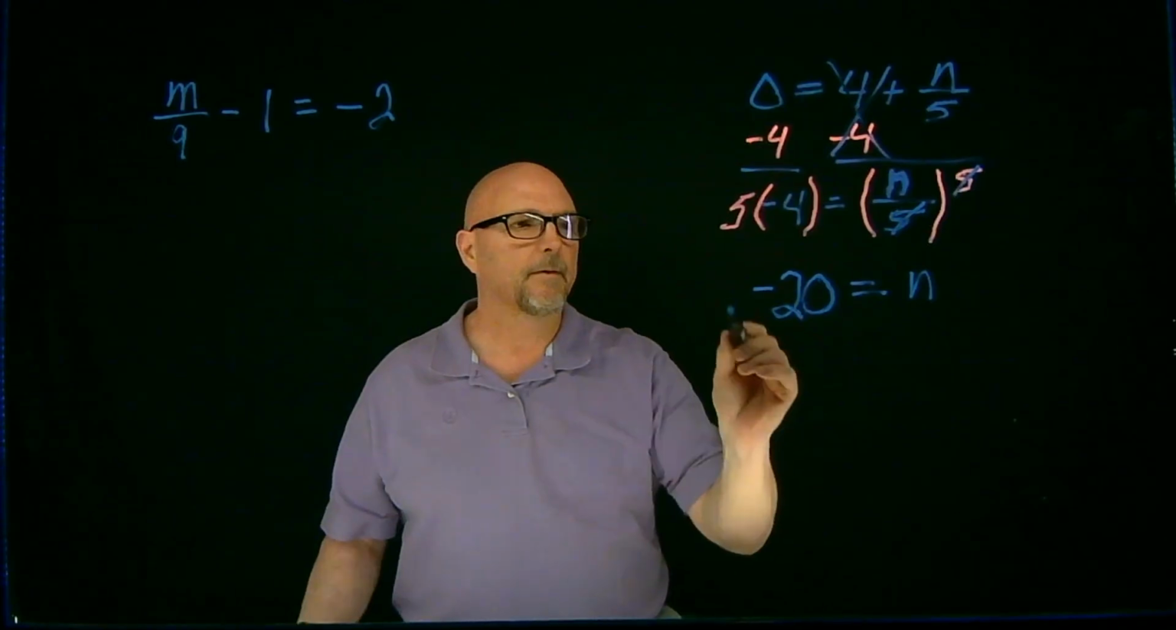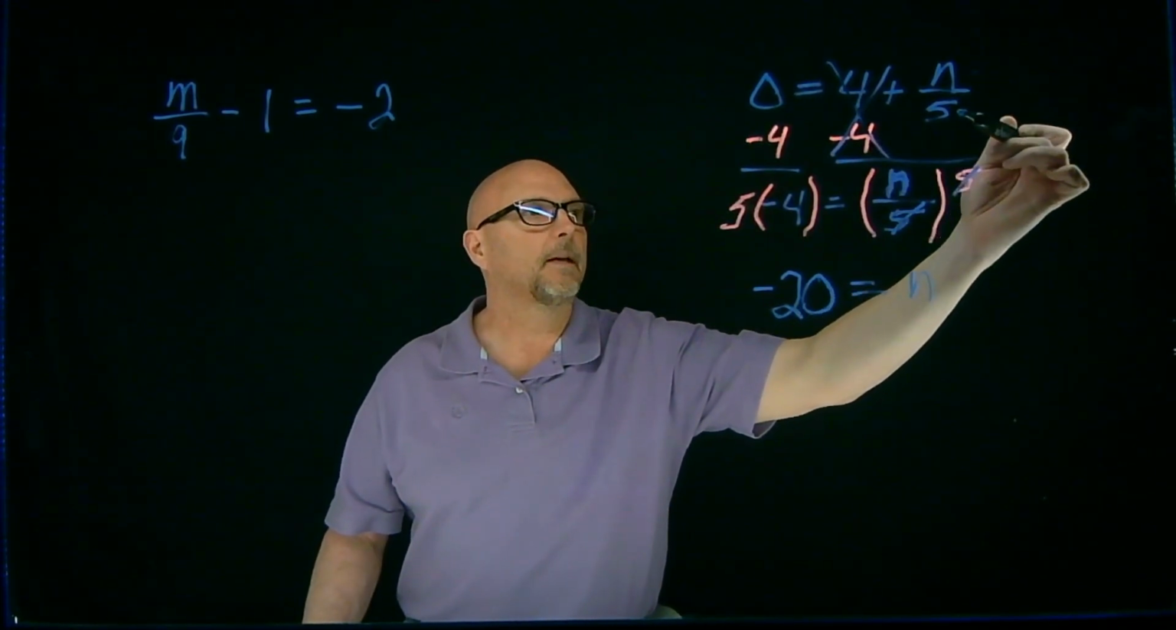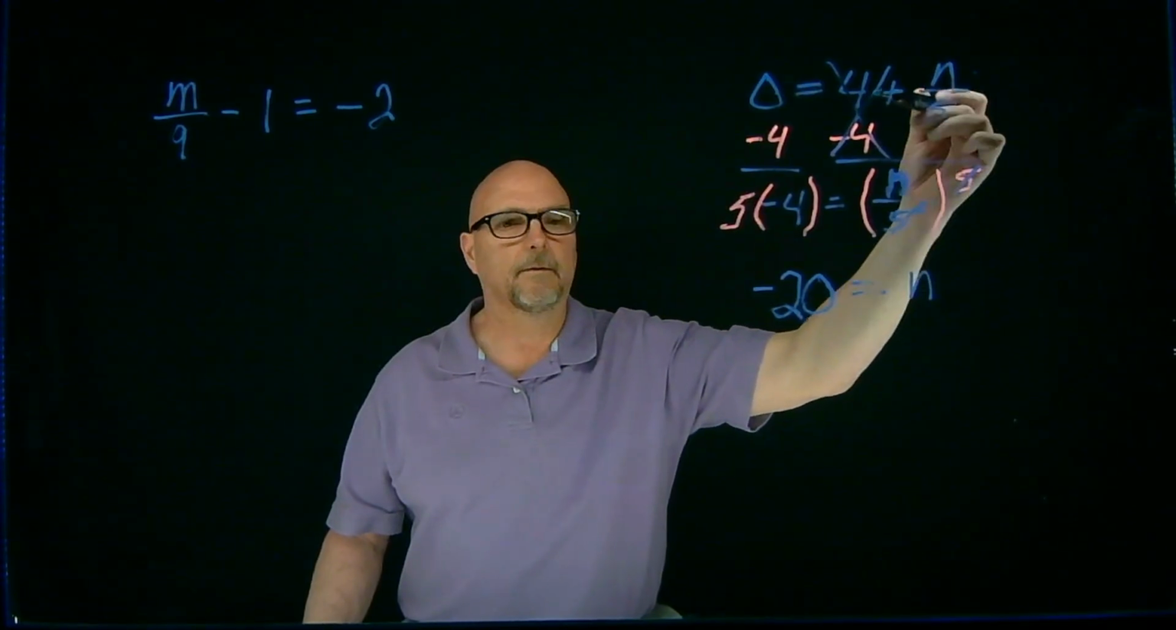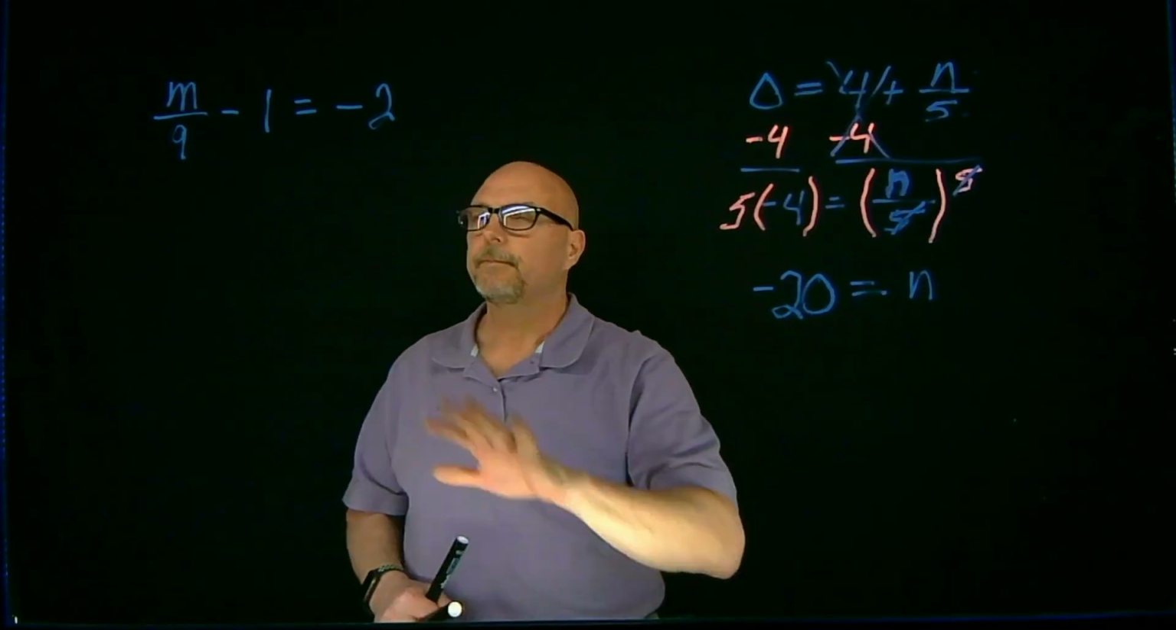So that would be our final answer. If I substituted negative 20 up here, negative 20 divided by 5 is negative 4. Negative 4 plus 4 is indeed 0. So that would be it for that one.